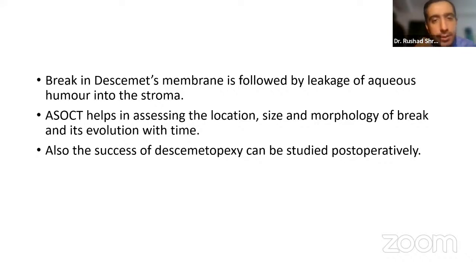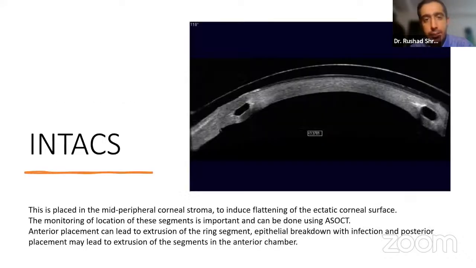It's a break in the Descemet's membrane followed by leakage of the aqueous humor into the stroma. And the ASOCT helps in assessing the location, size, and morphology of the break and its evolution with time. Also, it helps to guide whether descemetopexy, which is the use of air or gas, is helping to resolve the edema. If it's not helping, if compression sutures are not helping, then over a period of time, again, the patient would have to undergo keratoplasty.